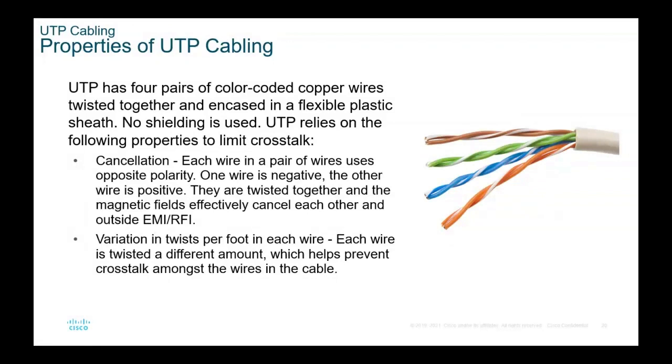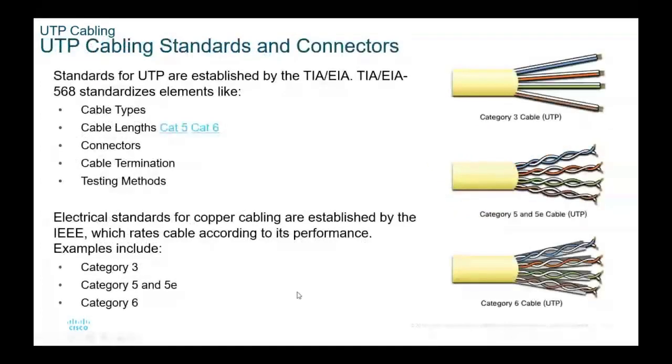Variation in twist per foot in each wire. Each wire is twisted at a different amount, which helps prevent crosstalk amongst the wires. So what it's saying is that each one is twisted slightly different, and again, they cancel the interference. Do we need to know the rate of twist? No. Do we need to know why it's twisted? Yes, but we don't need to know exactly the rate of the twisting. Just the fact that it's twisted and why.